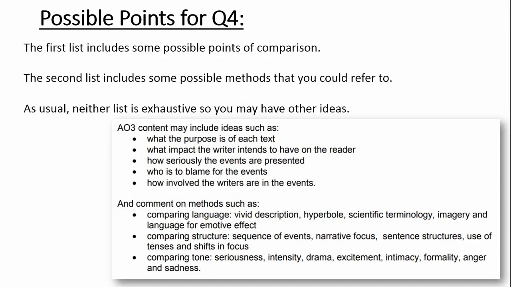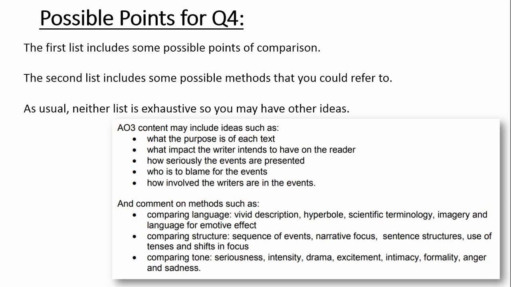Okay, as usual, there are possible points. The first list here includes some possible points in comparison. The second list includes some possible methods that you could refer to. I haven't given you here any real ideas in terms of the analysis you might derive from that, so I'm going to leave you to think about that some more. As usual, neither list is exhaustive, so you may have other ideas. But there are a few ideas here that perhaps are worth just drawing on.